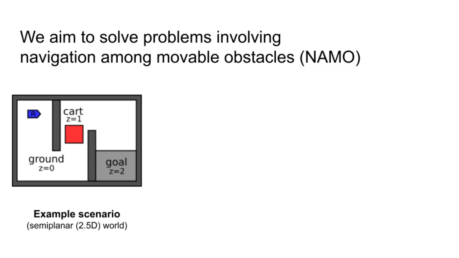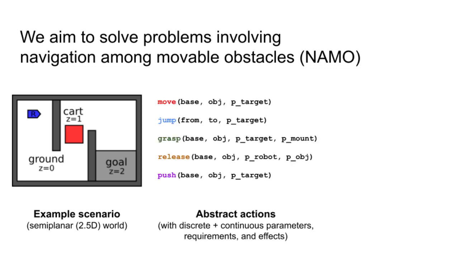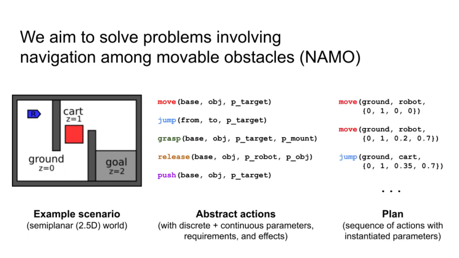In our work, we define the environment as a set of polygons with planar poses in SE2 as well as vertical heights to reason about jumping. We plan using a domain description with abstract actions mapping to dynamic behaviors. These actions have parameters, which can be discrete, for example a particular object, or continuous, for example a target pose. The deliberative layer searches for a valid sequence of actions with instantiated parameters that can solve a given goal specification.